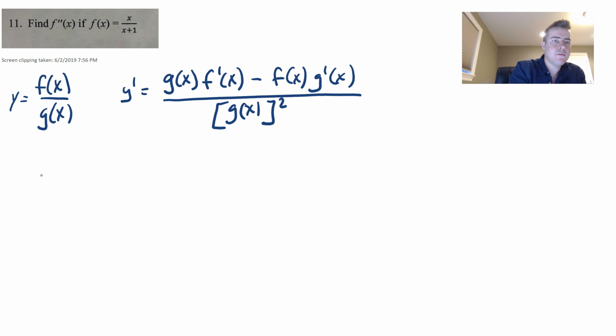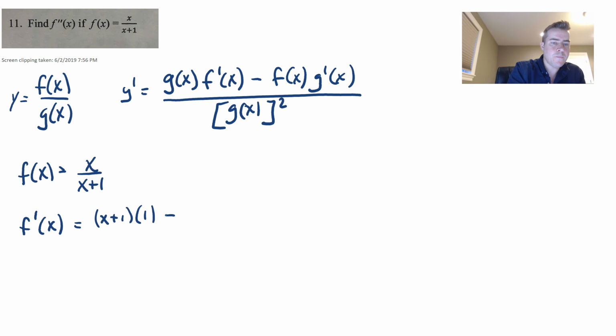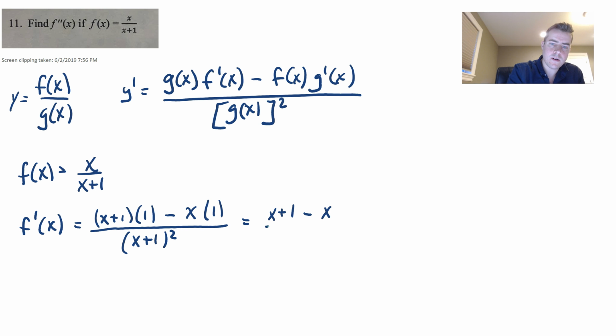Here we have that f of x equals x over x plus 1. So for the first derivative, I'm simply going to take the bottom times the derivative of the top. Derivative of the top is just 1. Minus the top times the derivative of the bottom, which is also just 1. All over the bottom squared. So x plus 1 times 1 is just x plus 1, minus x, all over x plus 1 squared. The x and negative x cross out, so it's just 1 over x plus 1 squared.